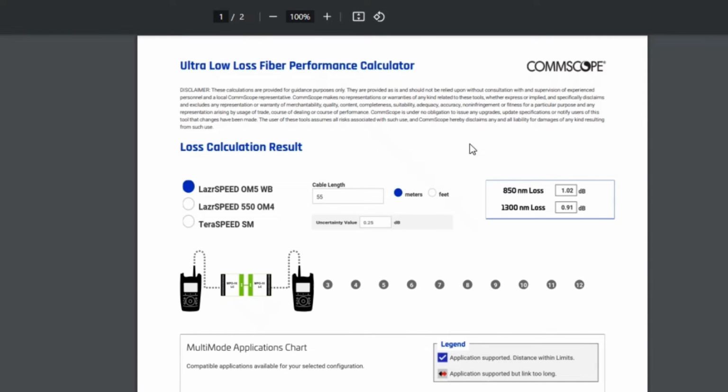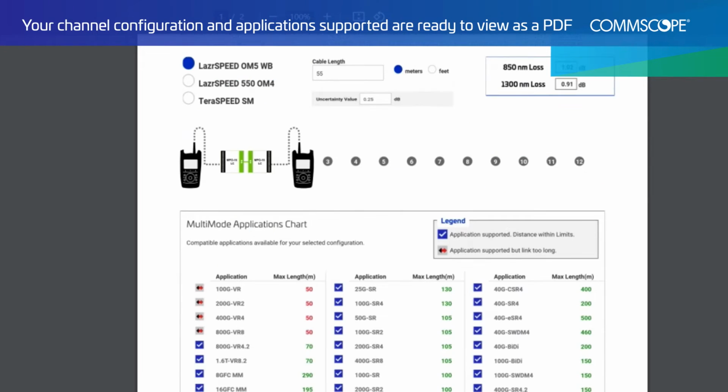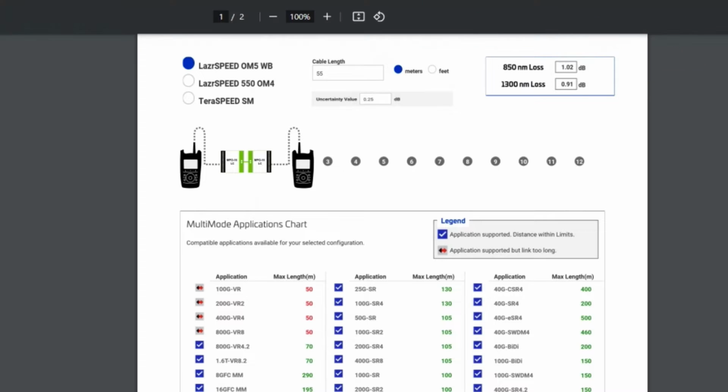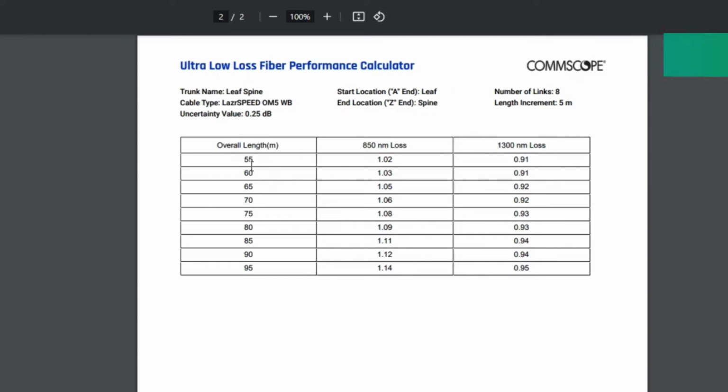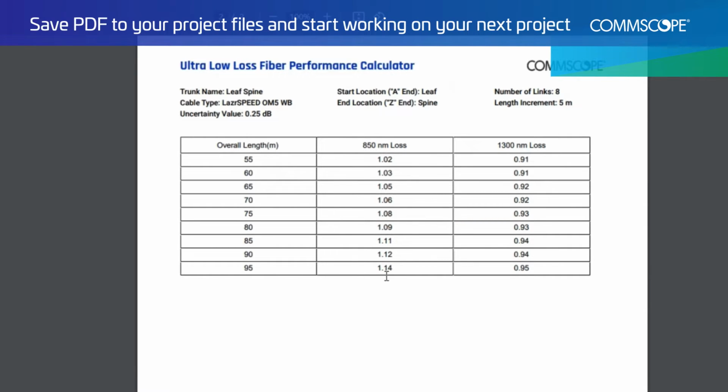Export the information, then you get the PDF. And this is a representation of everything that you entered into the user interface. So once again, this is something that you can use in your design reviews or show to your customer, but you can keep it in your file. And these are the values and distances and applications that CommScope stands behind.